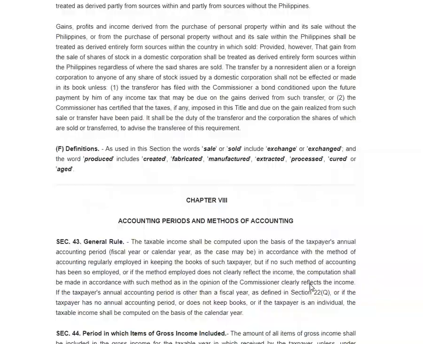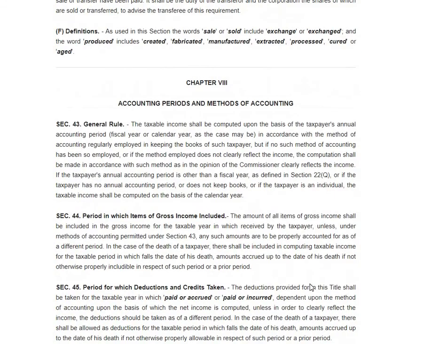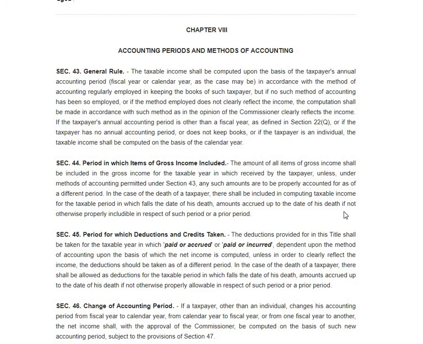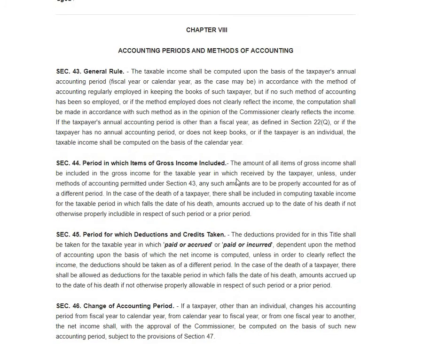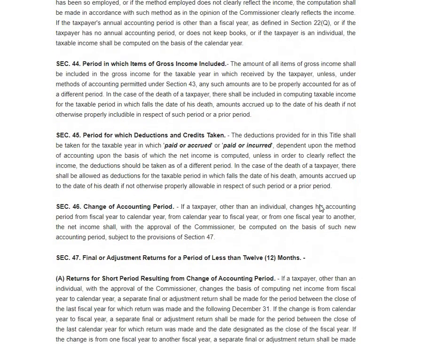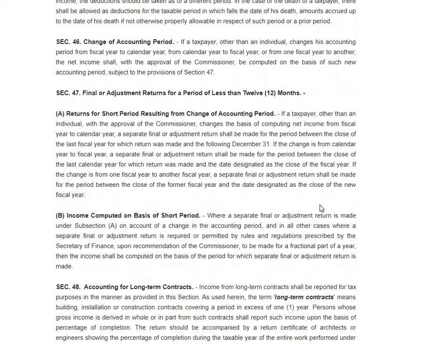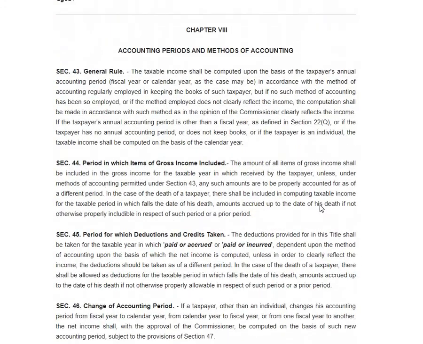And we'll go to Section 43. This is all about the accounting periods and methods of accounting. This is more on the procedural or accounting side of the law. These are the guides for the bookkeepers and the accountants to take into account whenever they record the transactions of the company.